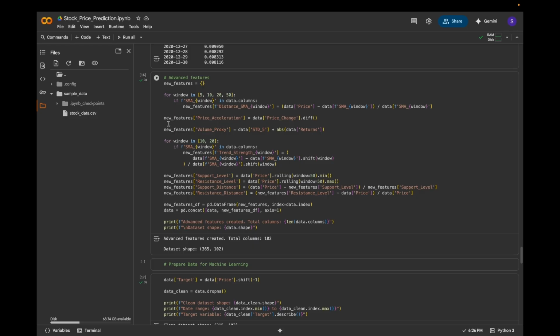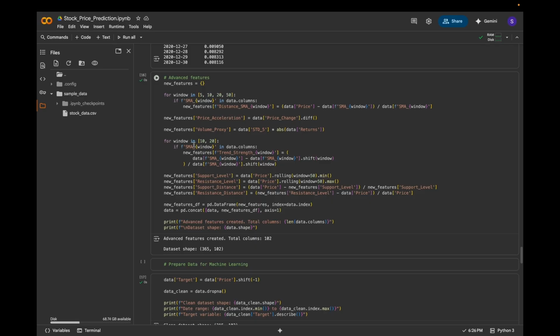Then we move on to new features price acceleration, which is equal to data price change.diff. Basically this measures the rate of change of the price change. And then we have new features volume proxy equal to data returns.rolling std 5 times the absolute value of data returns. Basically this creates a volume proxy.